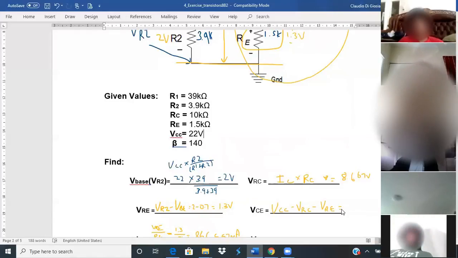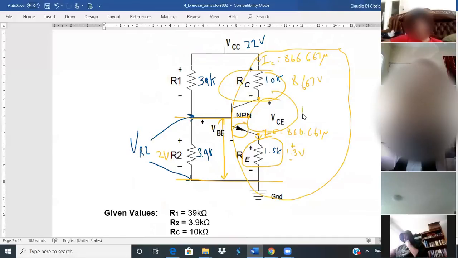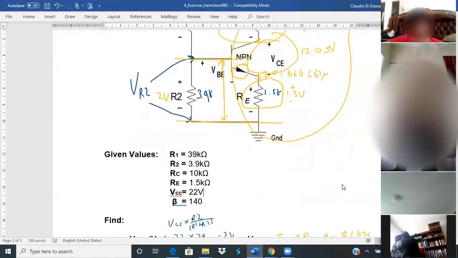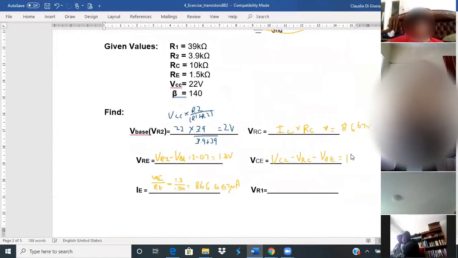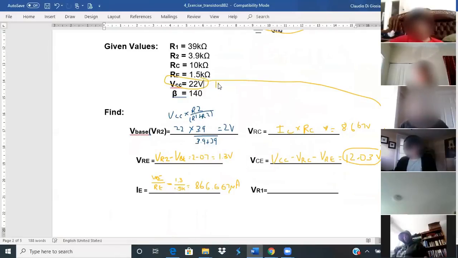So we're going to take 22. We're going to subtract by 8.667. And we're going to subtract 1.3 as well. And what we're left with is 12.003. The voltage here between collector and emitter is 12.03 volts. So 12.03 volts is approximately half of VCC. Half of VCC would have been 11 volts, so we're off by less than 10%. So it'll be a good amplifier.